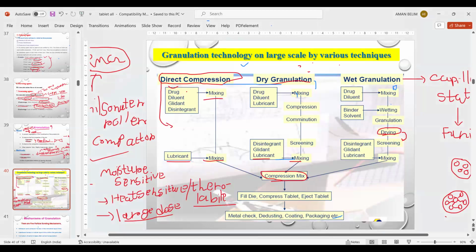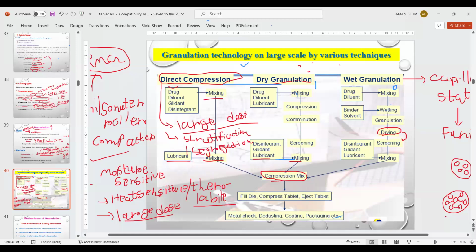It is used for very few products for which direct compression is suitable, because this method cannot be used for large dose products. If the drug has a large dose, direct compression cannot be used. And it also shows the stratification problem. What do you mean by stratification? Or, a more proper word, segregation. It will cause segregation.